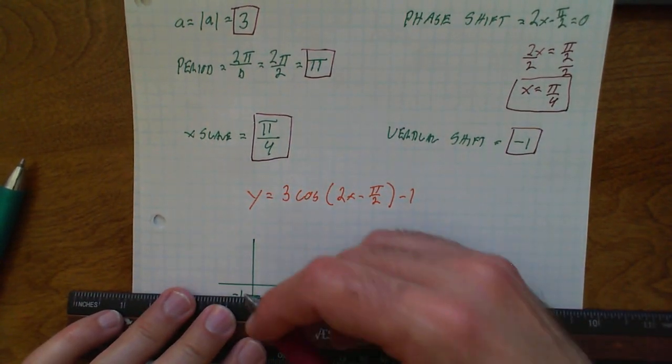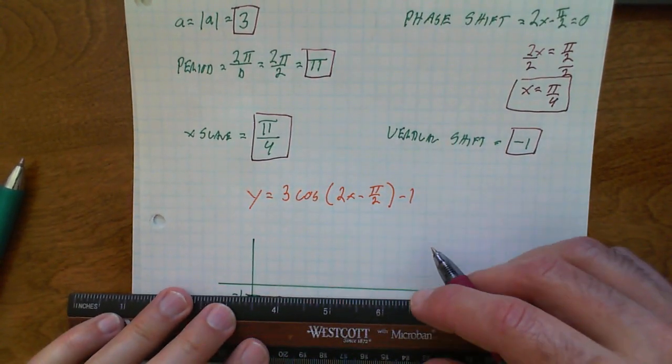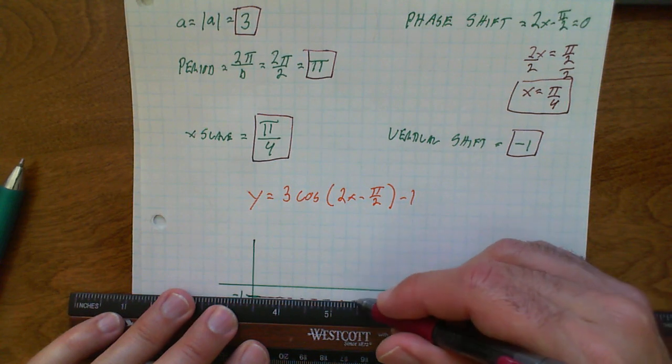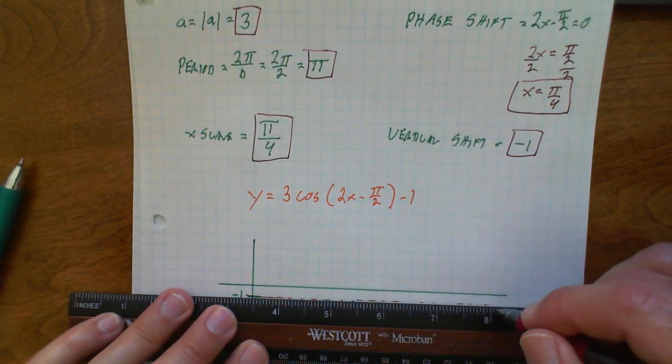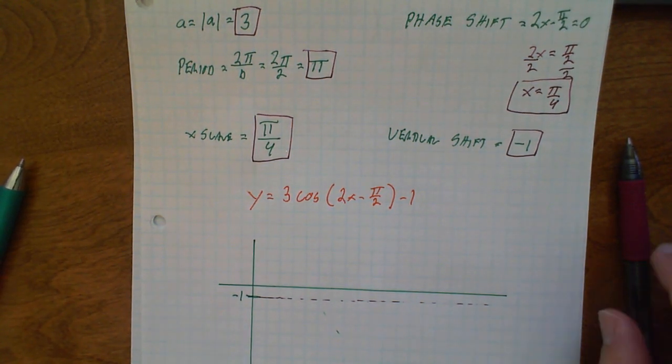So I'm just going to do the midline first. And I'm going to draw the midline as dashes right there. Okay, there's my midline.